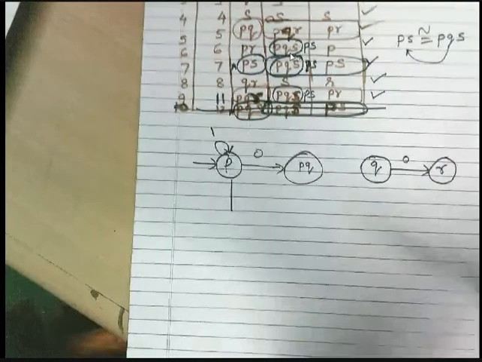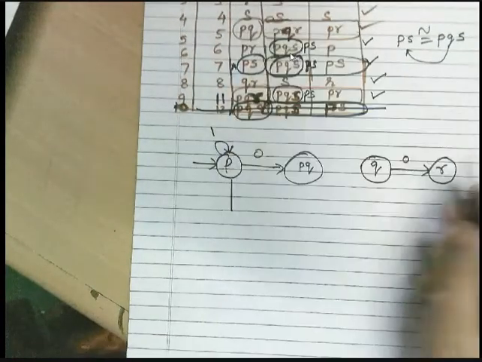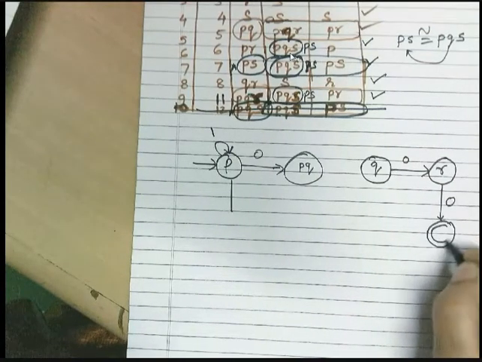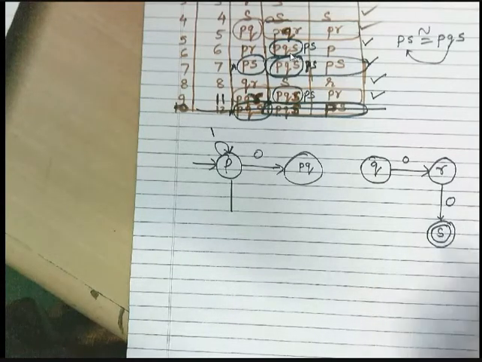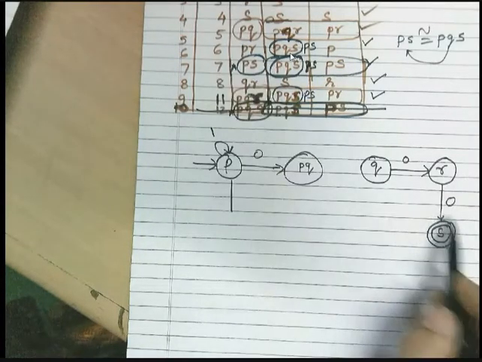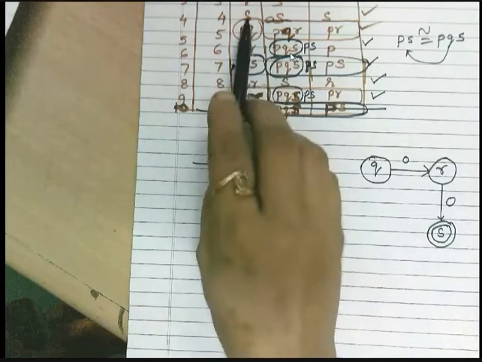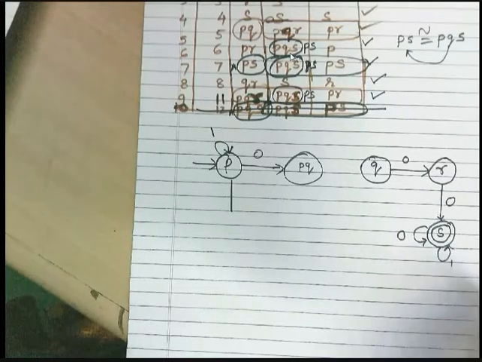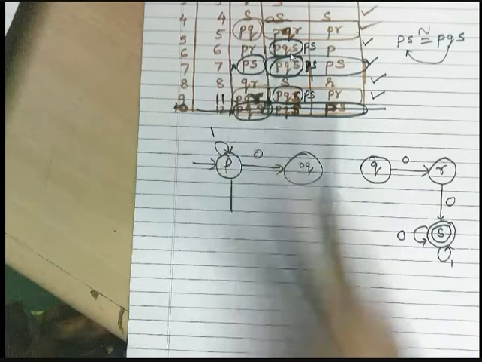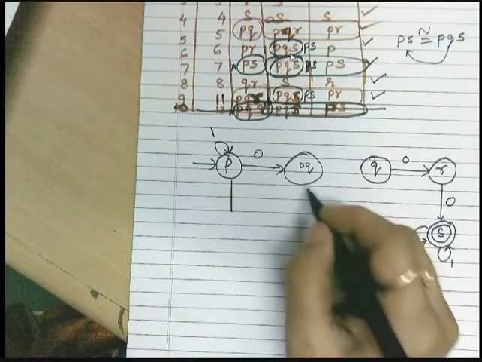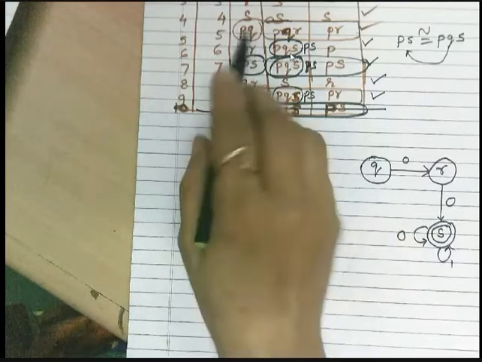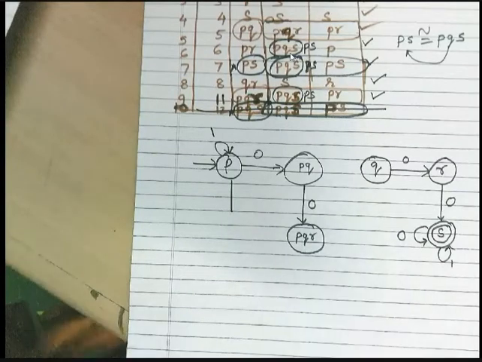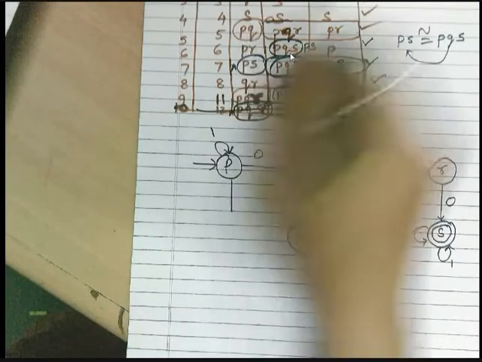Right? Next, R on 0 goes to S. This is a final state, so I need a double circle. This is here S. So R on 0 goes to S, R on 1 goes nowhere. Next, S on 0 and 1 goes to itself, SS. Then PQ on 0 goes to PQR, right?